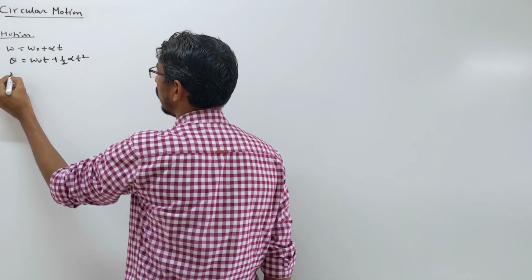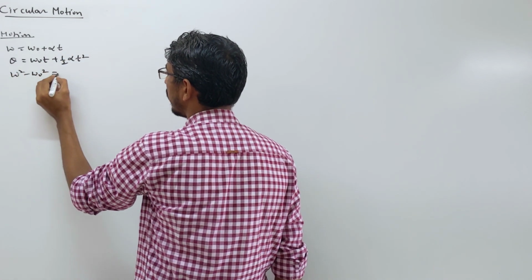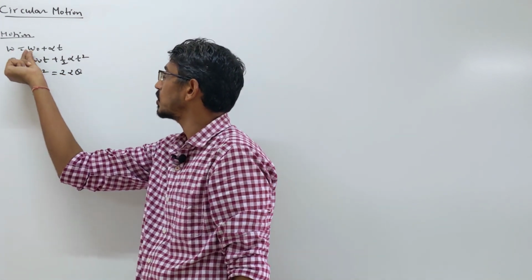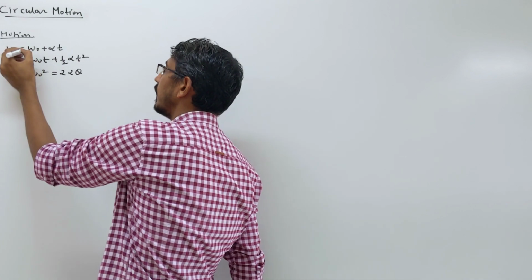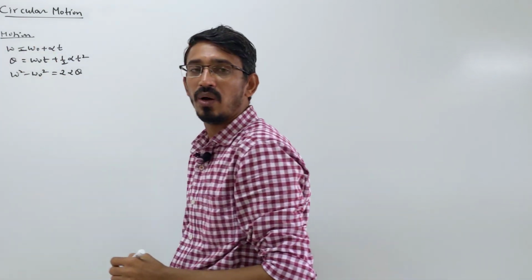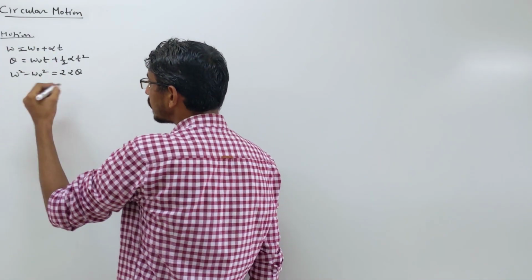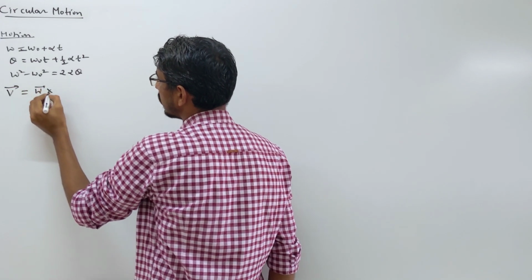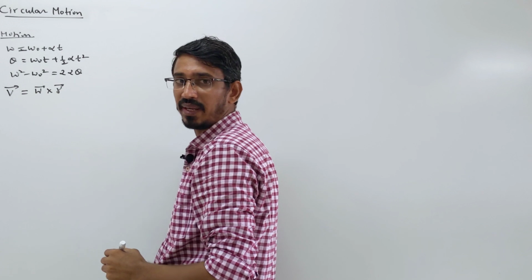You wrote the third equation like omega square minus omega naught square equals 2 alpha theta, where omega naught is called your initial velocity and omega is called your final velocity. That's called angular acceleration. All the relations we have also discussed, like how you write linear velocity is equal to what? You wrote omega cross R, right? In simple language, right?